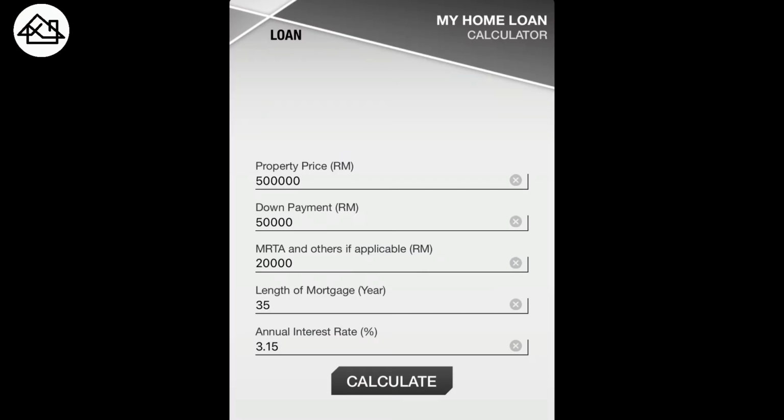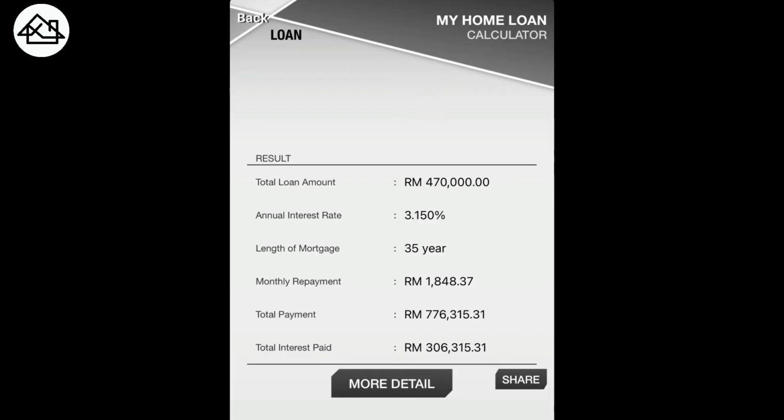So in this image, you can see there's a 500,000 property price. So down payment 10%, right? 50,000. MRTA is 20,000, assuming. So the length of mortgage is 35 years and the annual interest is 3.15, for example. So the total loan that you'll be paying is about 470,000, the loan amount, right?